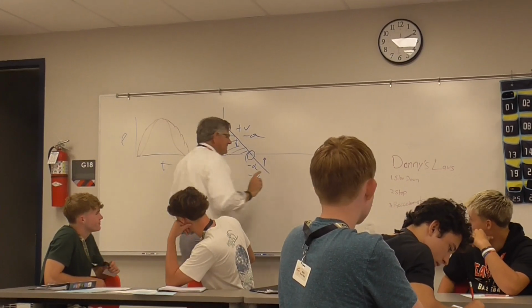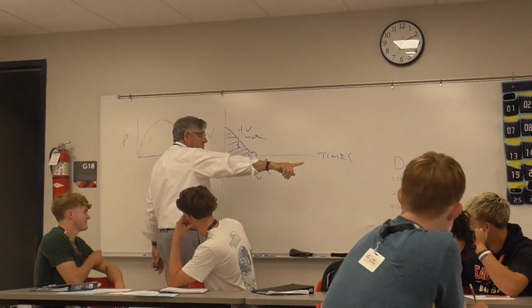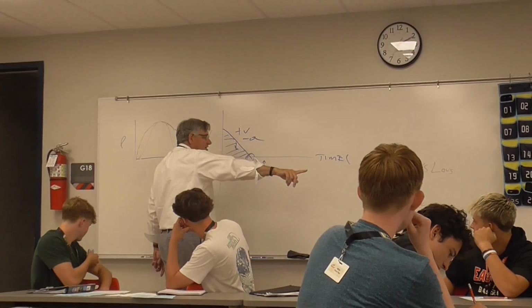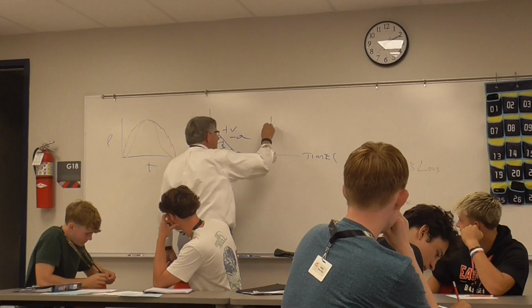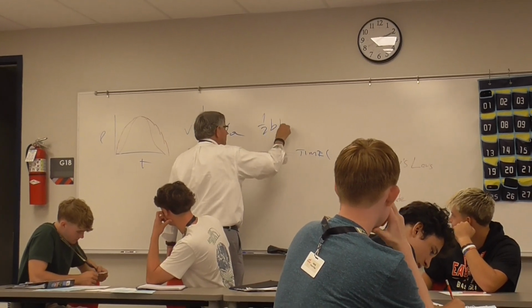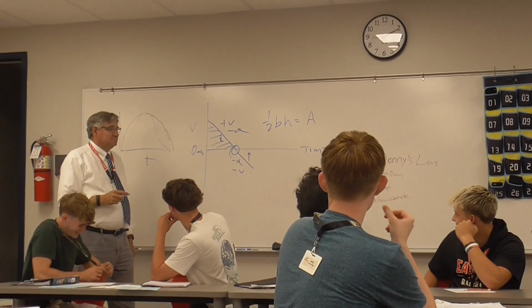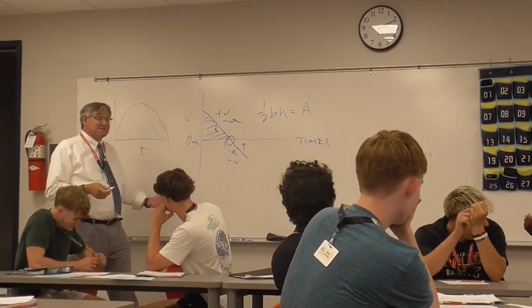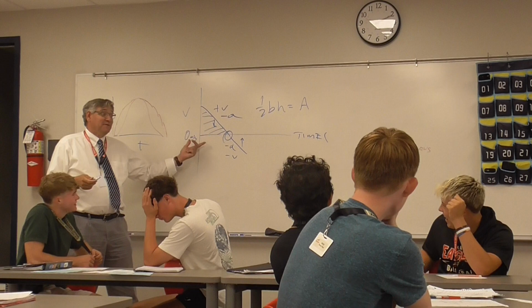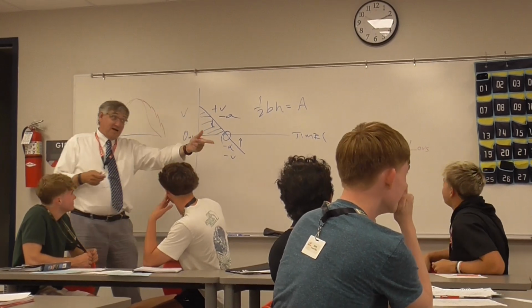Triangle. Well done. Bonus question. How do you find the area of a triangle? One-half base times height. Because it's not a square. But just because it's not a square doesn't mean that it's a triangle. Okay, but let's go with the fact that it is a triangle.